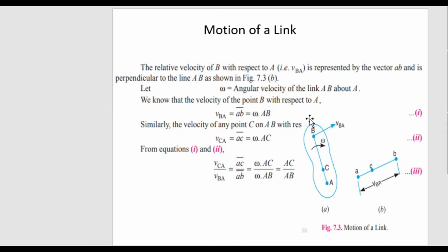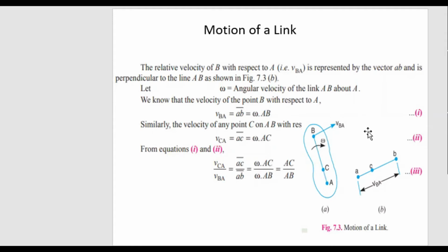Similarly, the velocity of any point C on AB. This is C, any arbitrary point. The velocity of this C with respect to A is VCA. VCA is equal to the length AC into the angular velocity omega, that is, omega into AC.